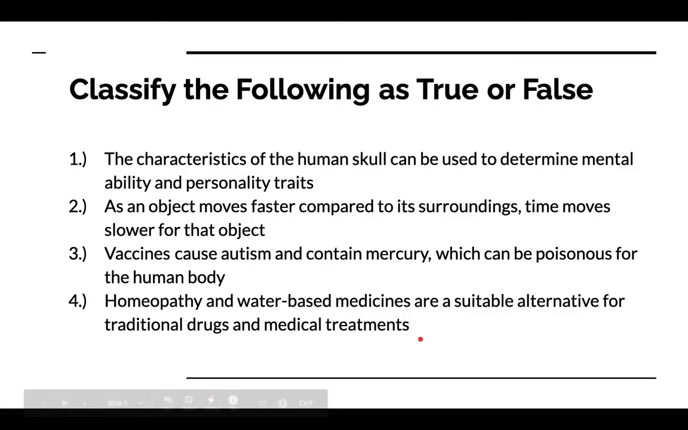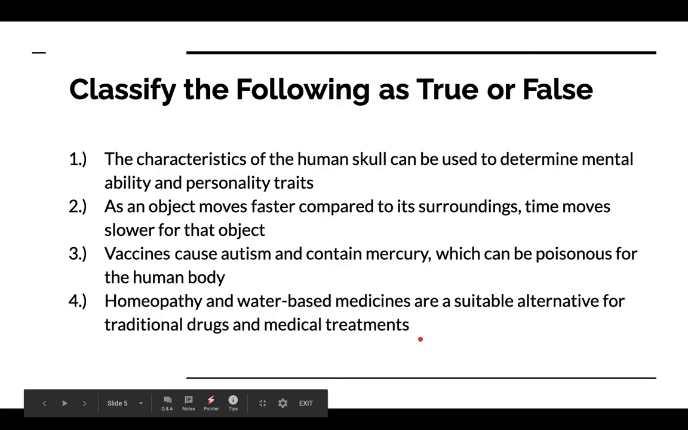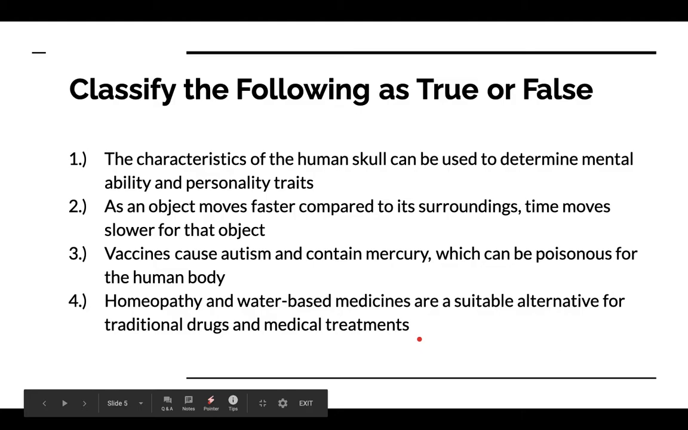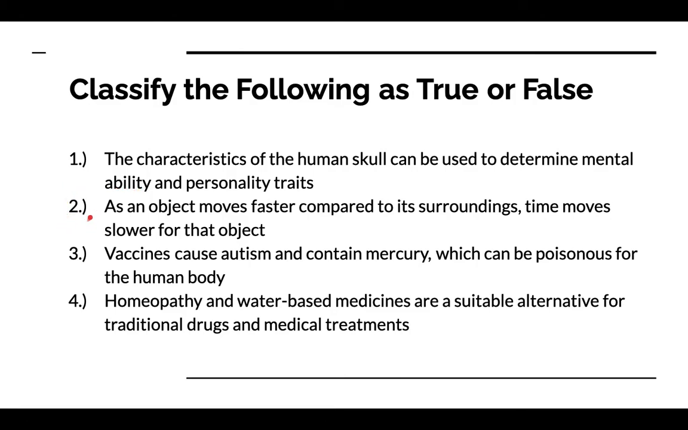So the point of this activity for students in the class is to demonstrate how we have a wide range of responses to each of these statements, and that it's very hard to classify each statement as true or false. In fact, the only correct statement out of these 4 is actually the second one, which might seem like the most science fiction-esque statement of all 4. As an object moves faster compared to its surroundings, time moves slower for that object is a true statement in our reality. It is a consequence of what's known as Einstein's theory of special relativity.